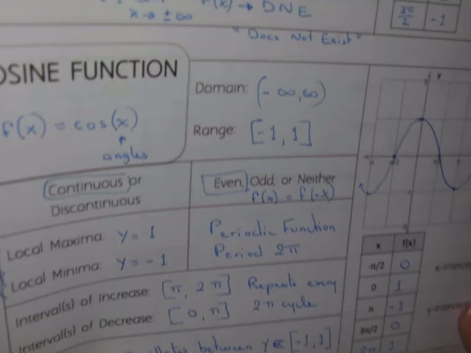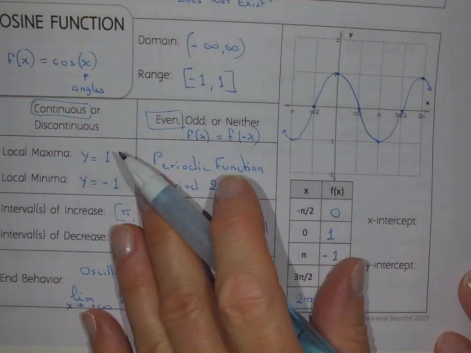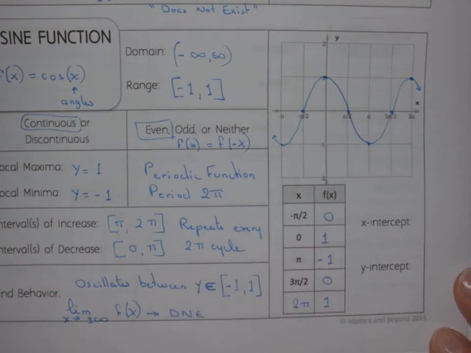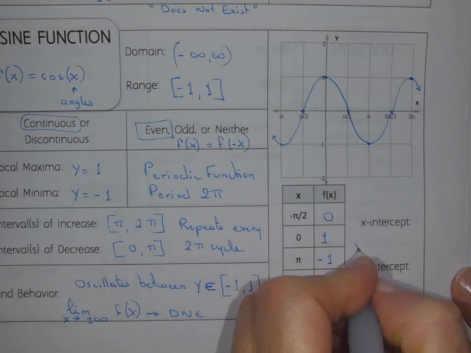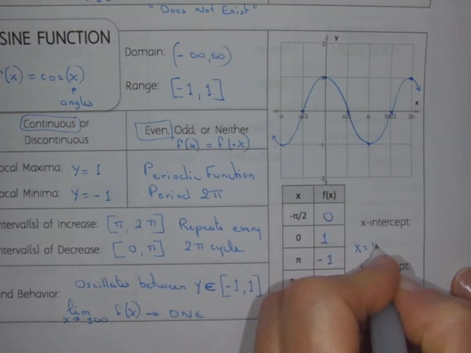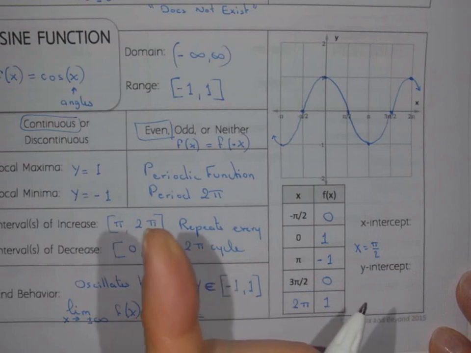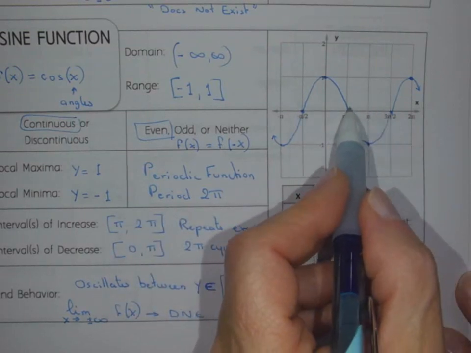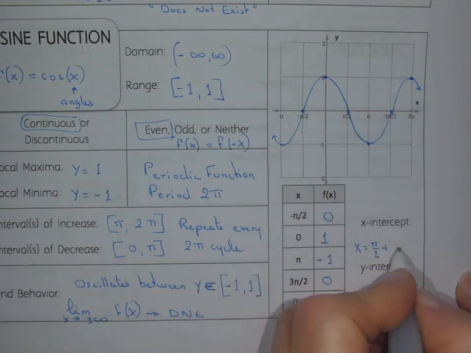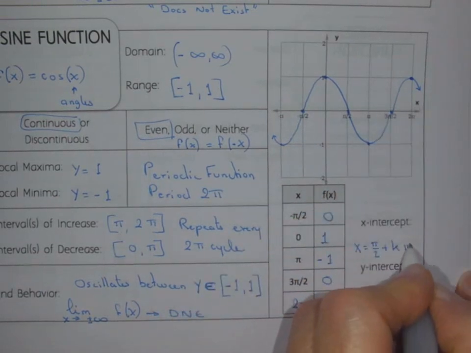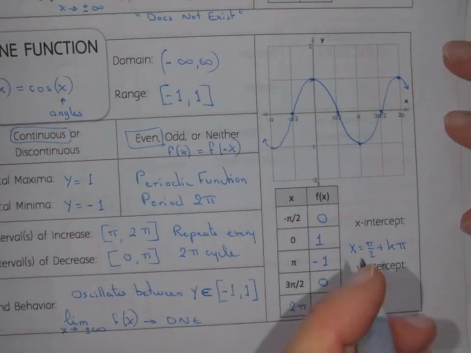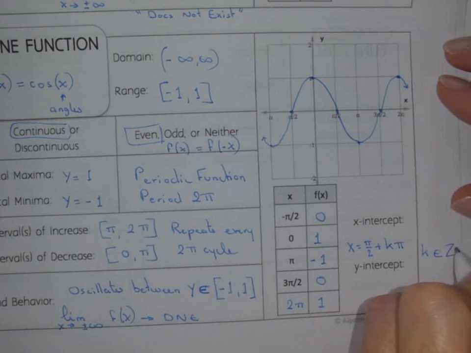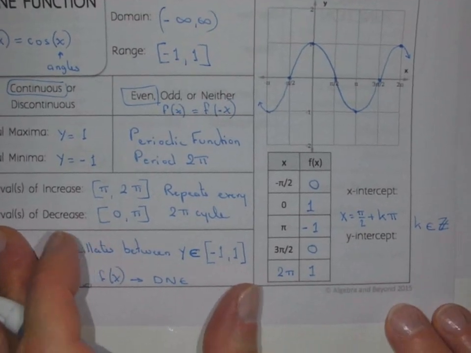And so here, I'm not going to have my x-intercept at pi, the first one, but at pi over 2. So I'm going to say it will be at x equals pi over 2. And then it repeats every pi after that, so plus k pi. And again, for now, we just write that down. We'll talk about it later when we do trig, where k is an element of all the integers. And the y-intercept is going to be at 0, 1.